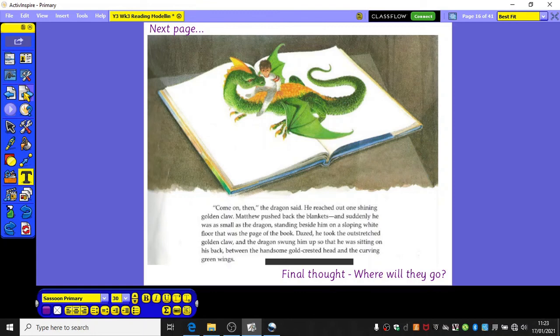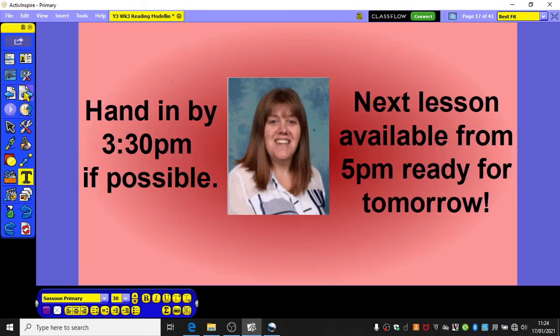Okay, we leave Matthew then, sat on the dragon. They're not going to go to sleep, are they? What are they going to do? Final thought, where will they go? They look to me, if Matthew's been put on the dragon's back, that they're going to be going somewhere. Where will they go? Thank you, Year 3.